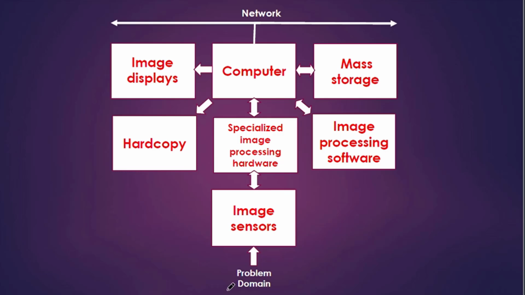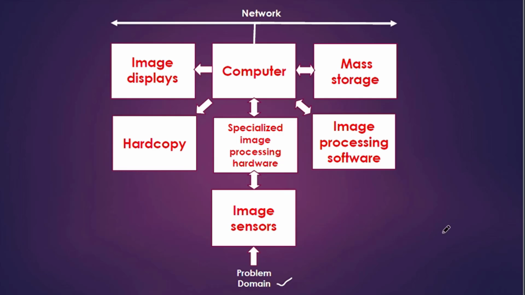See, this is the problem domain. Problem domain means the image that you're going to process, and what processing technique you have to apply. That becomes your problem domain. For that, these are all different components required: image sensors, specialized image processing hardware, hard copy, image processing software, mass storage, computer, image displays, and then the system is connected to network.